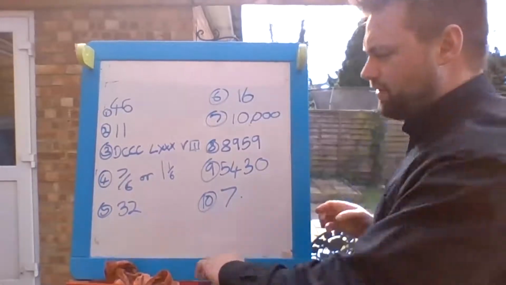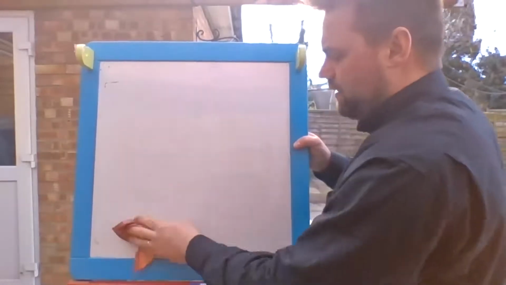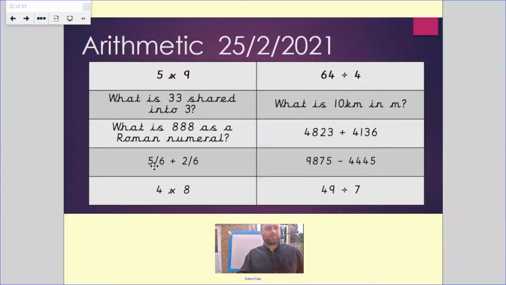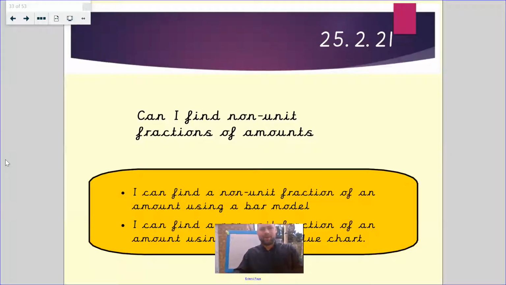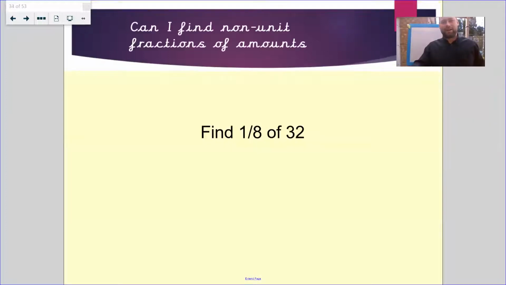Well done if you've got all those questions correct. We're now going to move on to our lesson for today. I'm going to share the screen again so you can see what we're doing. The lesson is finding non-unit fractions of amounts. To do this, we can use bar models, or a place value chart, or you can use your own division and multiplication facts.